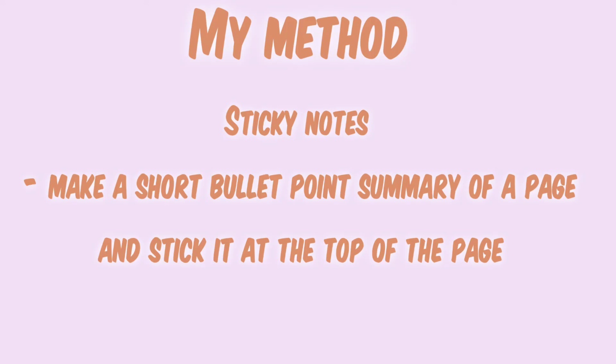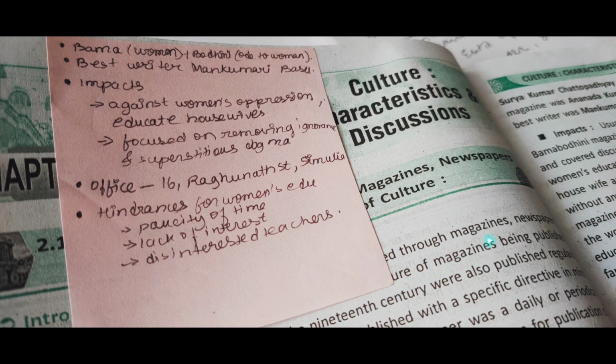Now it's time for my method. It's actually made for revision purposes, but you can also use it while studying from many books. I like to make a short summary of a page and write it on a sticky note in bullet point form, and I stick that sticky note at the top of the page. In this way, I make notes for all the books. When I'm revising for my exams, I get to read the main points only rather than having to go through all the books. Here's an example of how it looks.